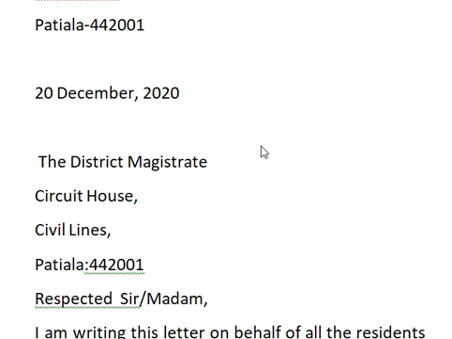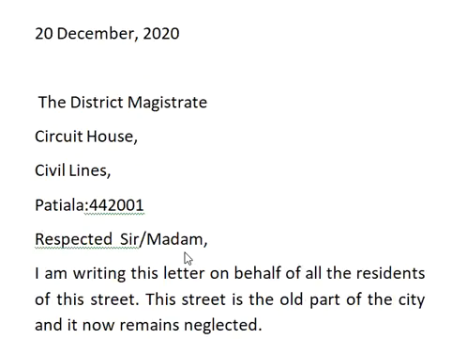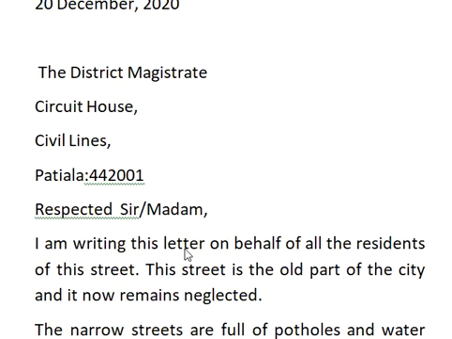Now what would you write next? You will write the district magistrate, that means the collector of your locality, of your area. And then the circuit house, civil lines, Patiala. If it is Kolkata, or somewhere else like Delhi, anywhere you are residing, you have to write the address of that. And then you can start your letter like this. Suppose the DM can be a female or a male, so you have to mention both, sir and madam, and you have to pay them respect. That is the reason I have written respected sir or madam.